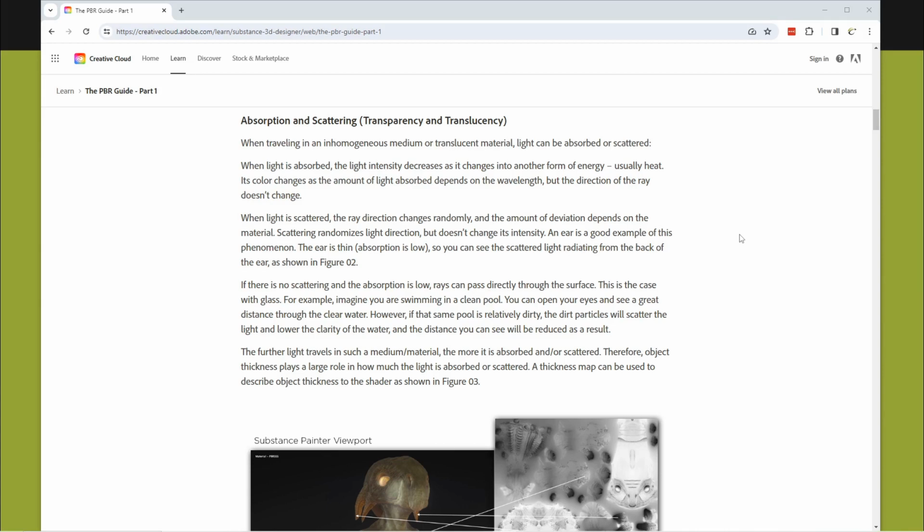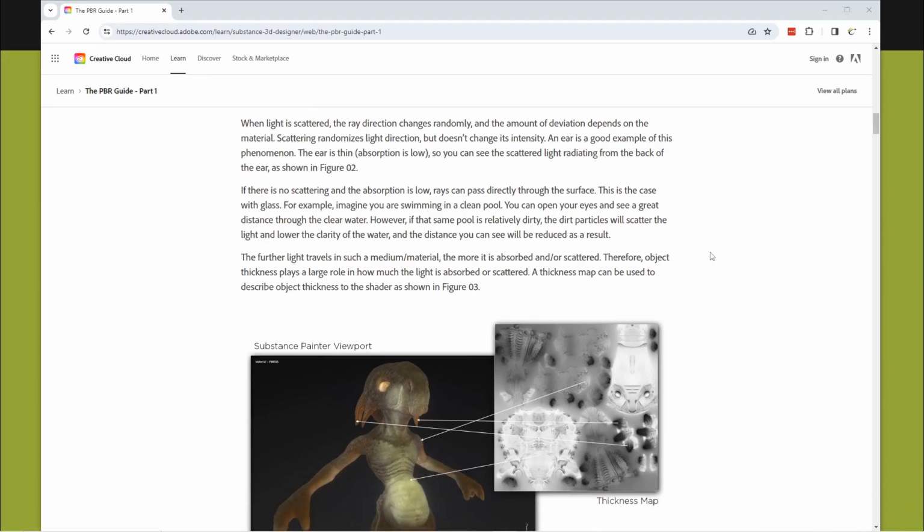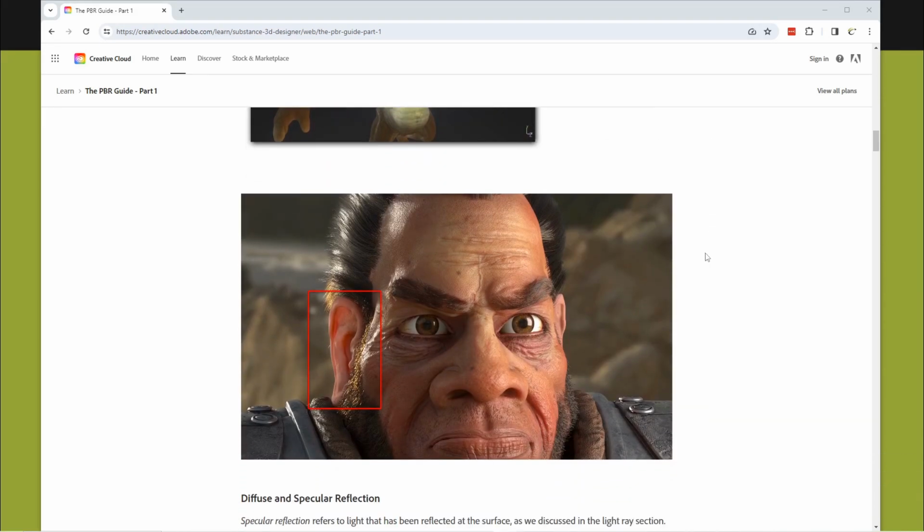For example, the person's ear. The ear is thin, the absorption is low, so you can see the scattered light radiating from the back of the ear. It's kind of a picture here, so you get a little bit of scattering.